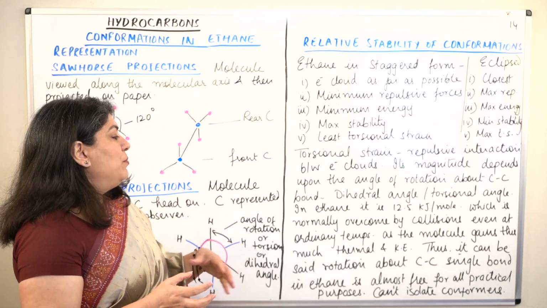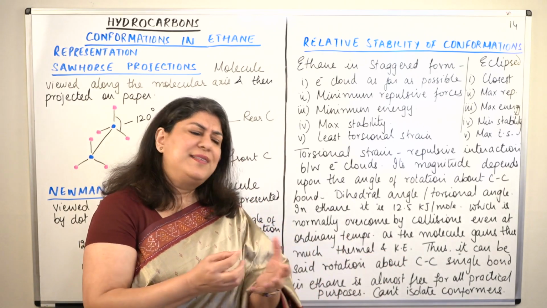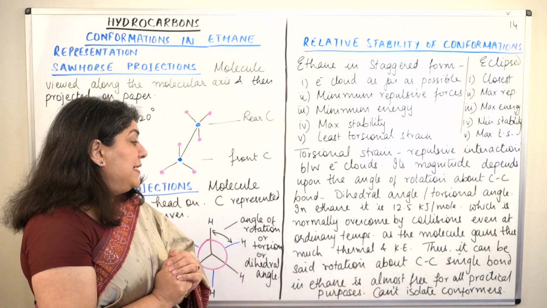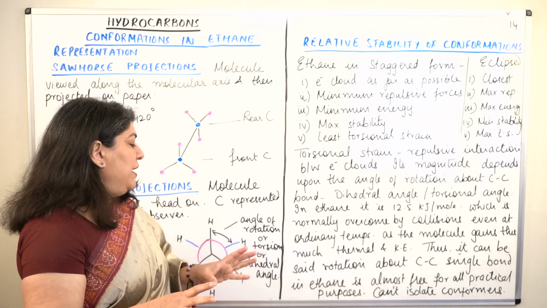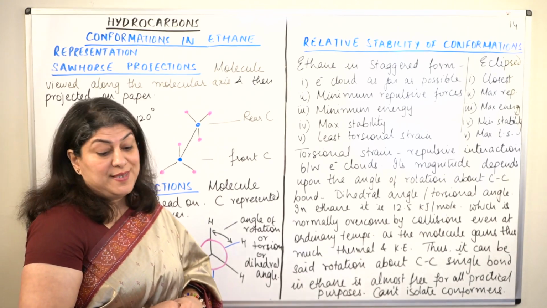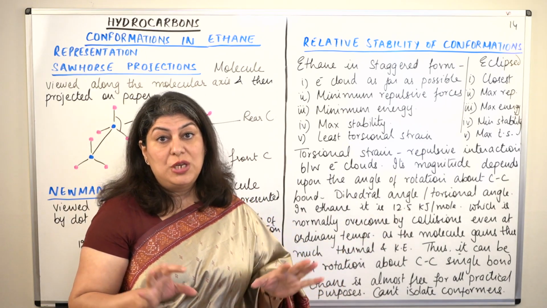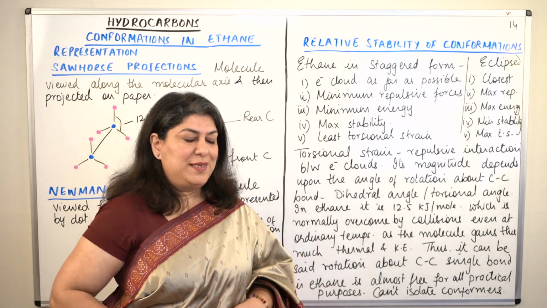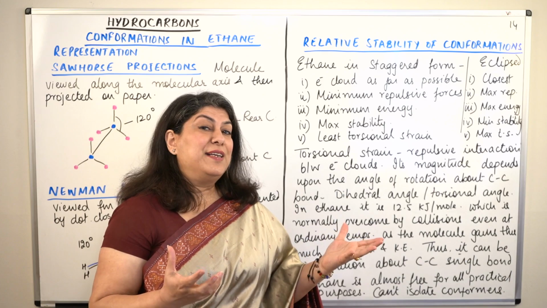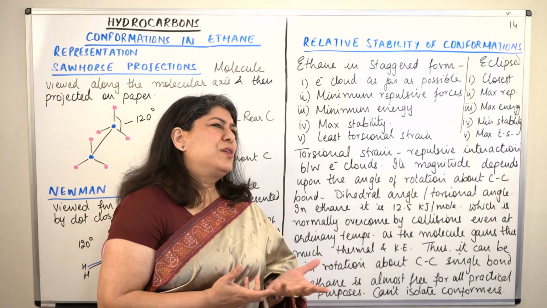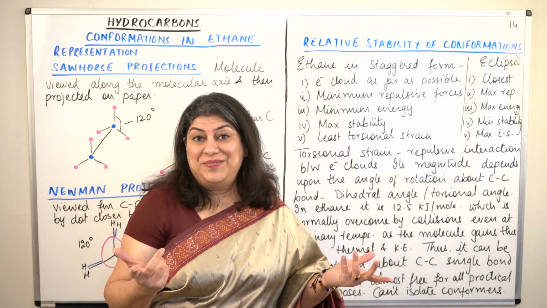At ordinary temperature, the molecule gains this much thermal and kinetic energy by simple collisions. Thus, it can be said that rotation about the carbon-carbon single bond in ethane is almost free for all practical purposes. So, although we know that there is a torsional strain of 12.5 kilojoules scientifically, or if you calculate it, since it can easily be overcome, it is not really so significant. Even though there is a torsional strain, it really doesn't make a difference. They still get along, they still manage together, right?